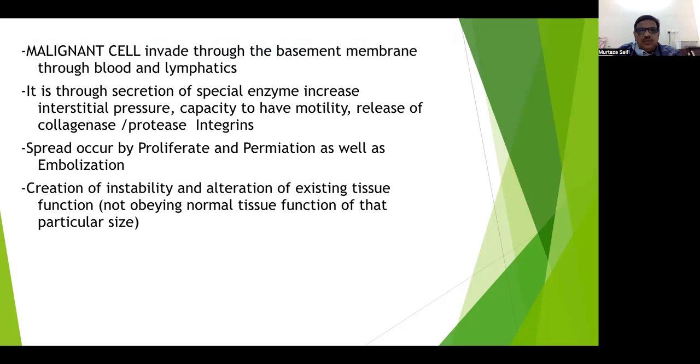Malignant cells invade through the basement membrane, through blood and through lymphatics. This occurs through secretion of special enzymes, increased interstitial pressure, capacity for motility, and release of collagenase, protease and integrins. Spread occurs by proliferation and permeation as well as by embolization. I have already told you. There is creation of instability and alteration of existing tissue function, not obeying normal tissue function.